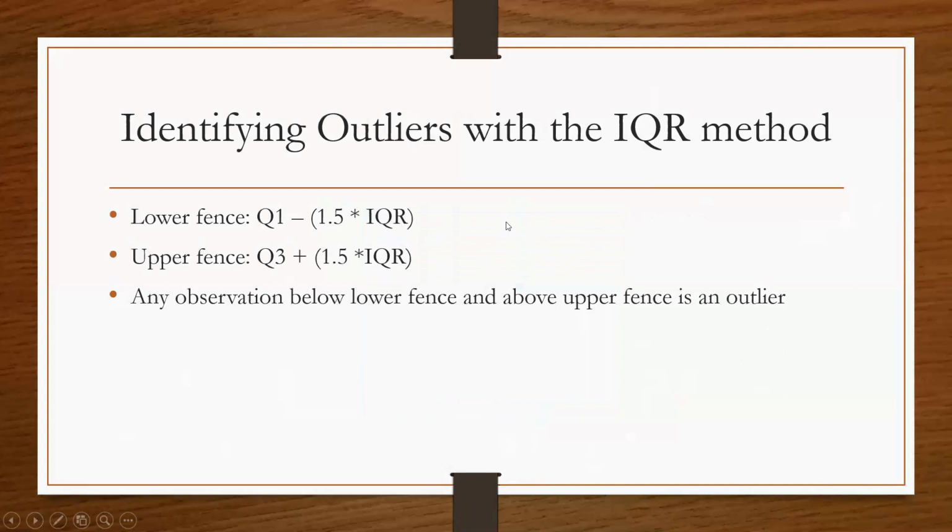So there is an IQR method for identifying outliers. Using your 5-number summary, you take Q1 and subtract 1.5 times the IQR that you calculated to find the lower fence. To find the upper fence, you take Q3 and add 1.5 times the IQR. If there's any observation that is below the lower fence or above the upper fence, that is considered an outlier in this case.